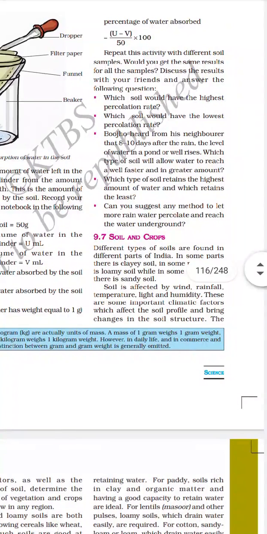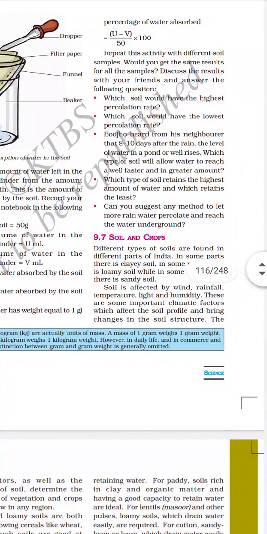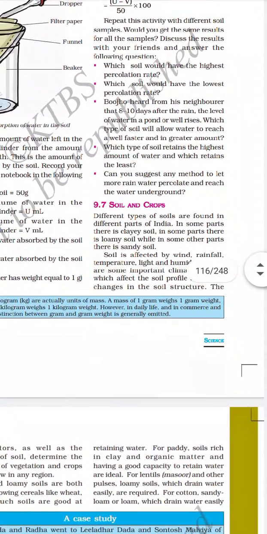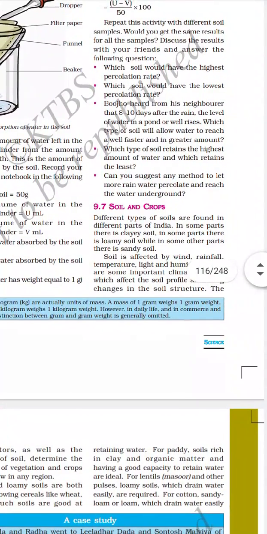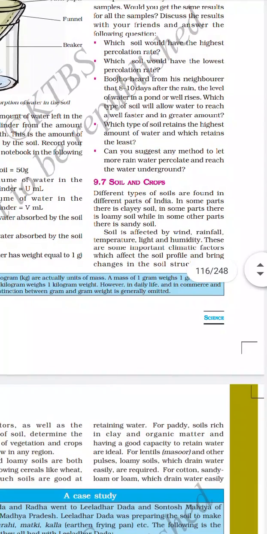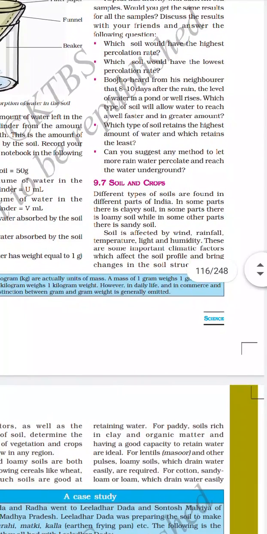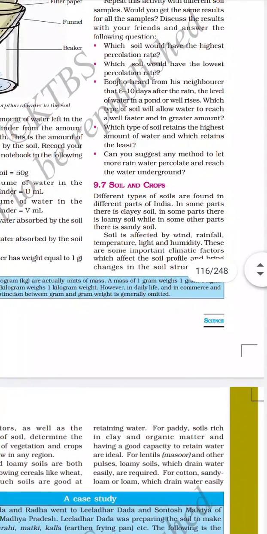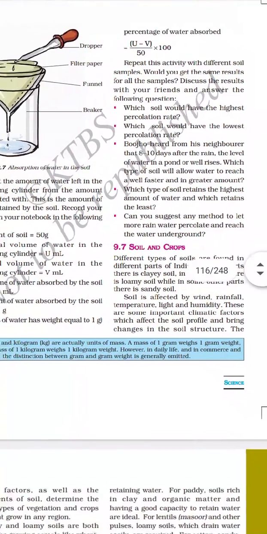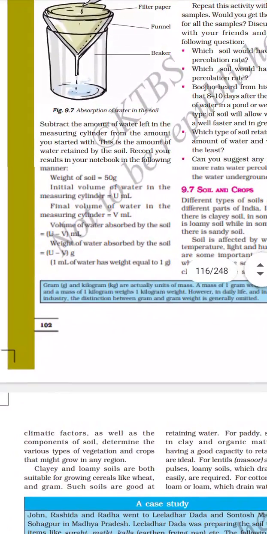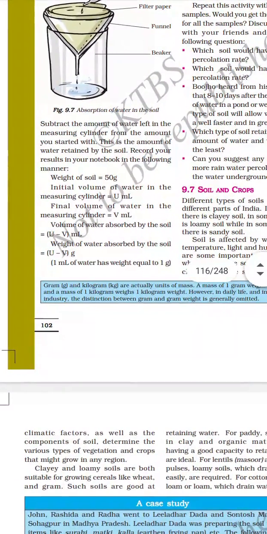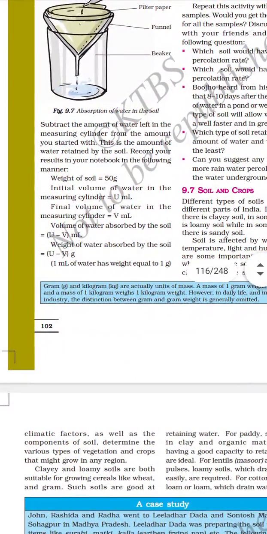Soil and crops. Different types of soil are found in different parts of India. In some parts there is clayey soil, in some parts there is loamy soil. Soil is affected by wind, rainfall, temperature, light, humidity. These are some important climatic factors which affect the soil profile and bring changes in the soil structure. The climatic factors as well as the components of soil determine the various types of vegetation and crops that you may grow in any region.